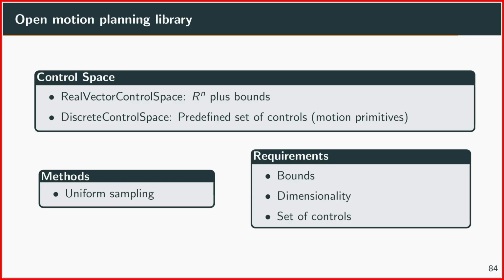And this control space has basically just one primitive, namely uniform sampling. It can tell you what the next control is that you want to apply. And it has some requirements. You need to set some bounds. You need to set the dimensionality. And in the case of the discrete control space, you also need to set the set of controls which you want to plan with.